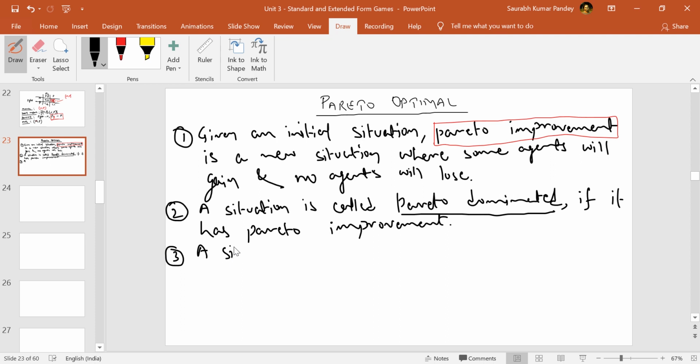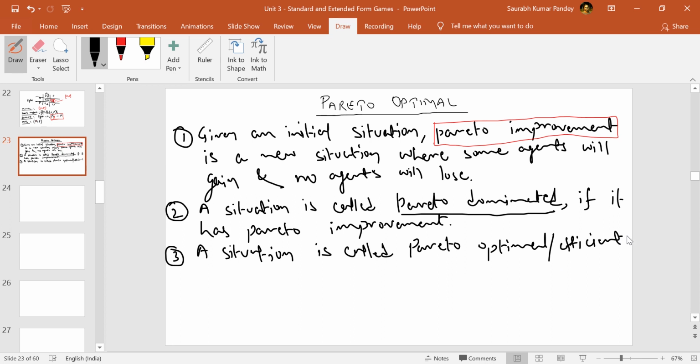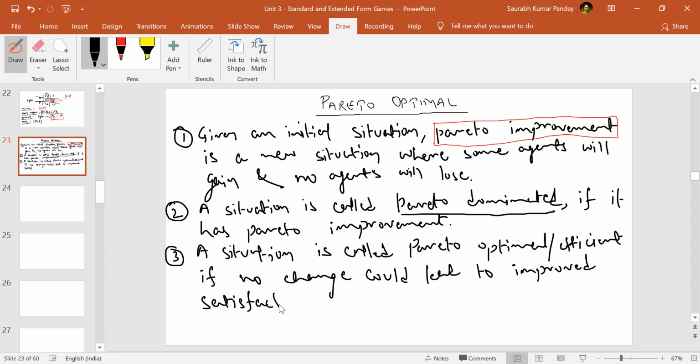Now we are moving towards our third point. It says that a situation is called Pareto optimal or efficient, as I told you before, if no change could lead to improved satisfaction of all the parties, meaning all the agents involved and doing the work on the basis of which they are getting the rewards.